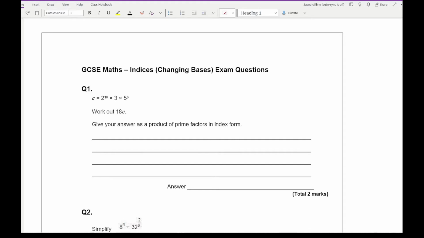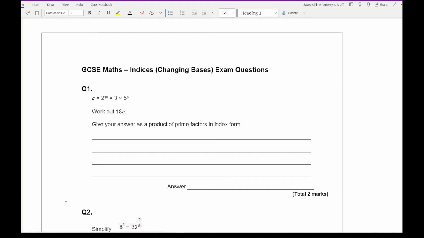So looking at question 1 for 2 marks, it says C equals 2 to the power 10 times 3 times 5 to the power 6. Work out 18C, give your answer as a product of their prime factors in index form. Now again, if you've not had a chance to print it and you want to have a go at this question, simply pause the video, have a go at it, and then unpause, see what we go through the answer.